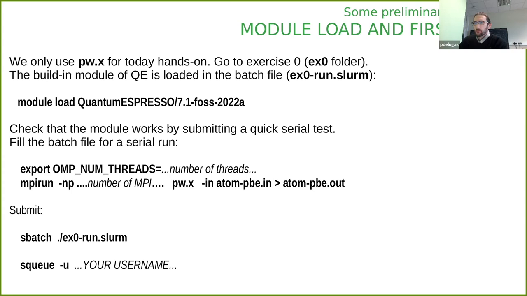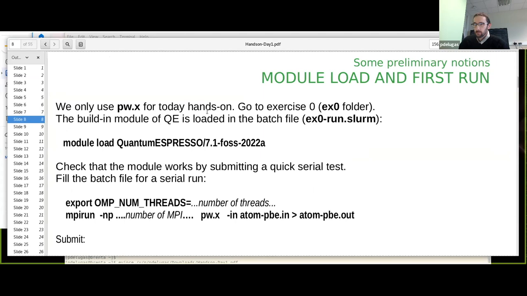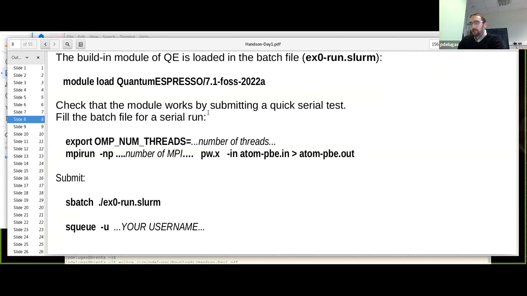So Fabrizio, I would like to maybe copy paste this into HackMD so that people can more easily do it themselves. It's difficult to write these possibly long commands. But everything is already in the batch file. They just have to type sbatch with the name of the file, which is x0 run. And everything else is inside.